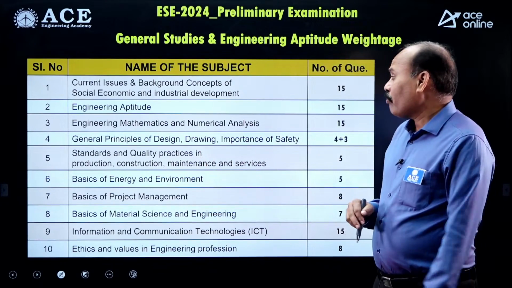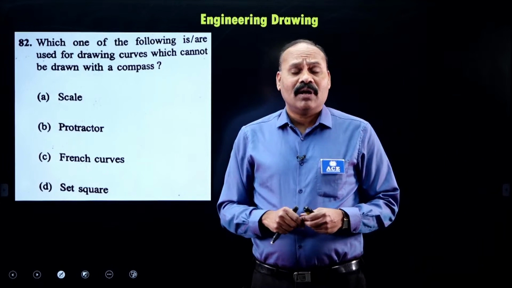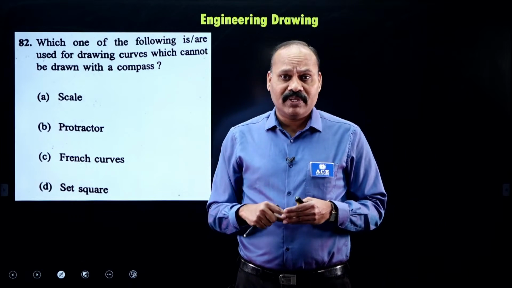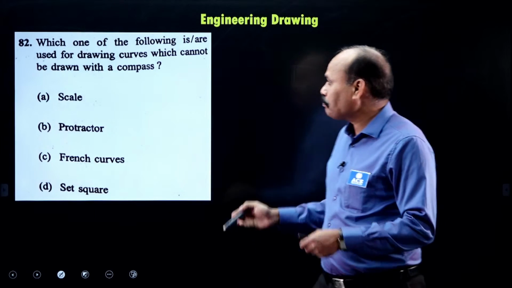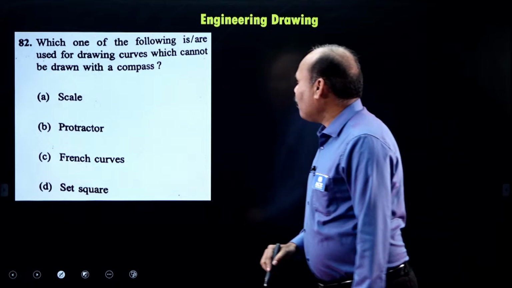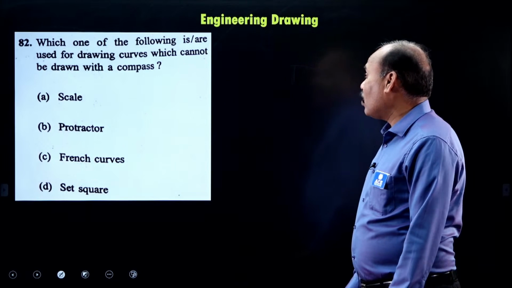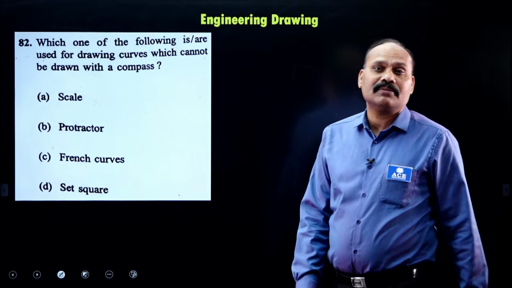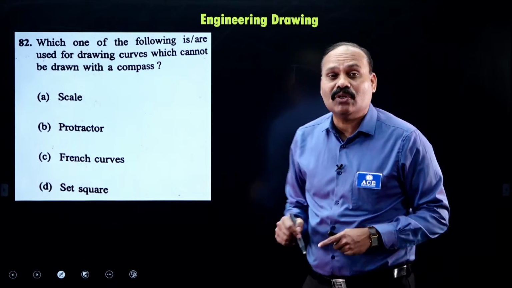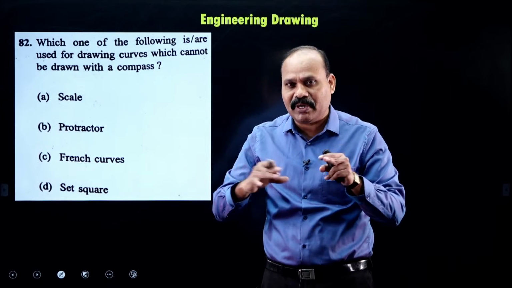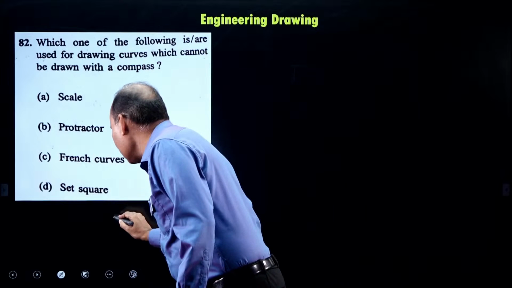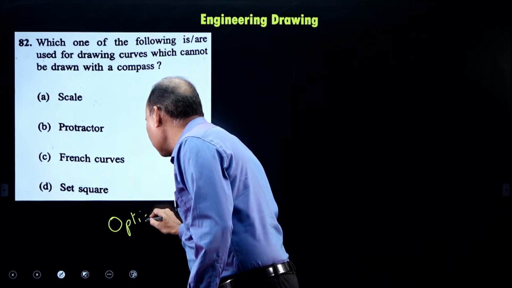Okay, so coming to the key, I'm going to give a key for 3 subjects: engineering drawing, design and safety, and quality standards, as well as project management. So let us have the first one, drawing. This question, if you see, which one of the following is used for drawing curves which cannot be drawn with compass? When you have curves, then normally we use compass, but the French curves are actually some desired shape, and any curve we can have. So straightforward, you can say it is actually basics, like fundamentals. Answer is option C, French curves.